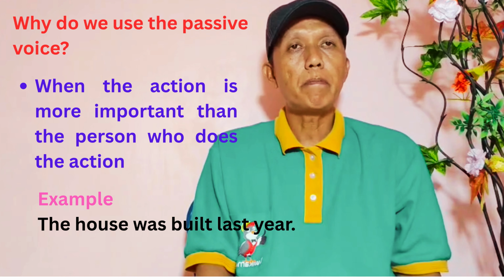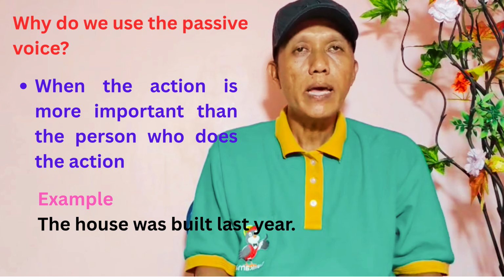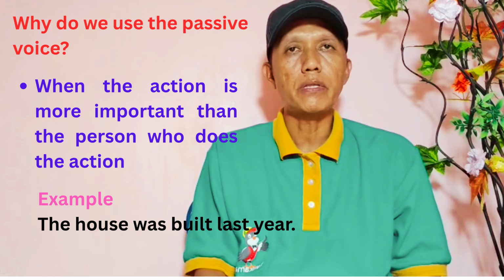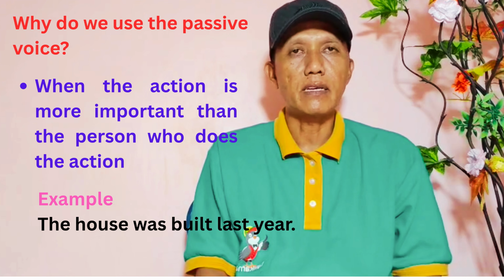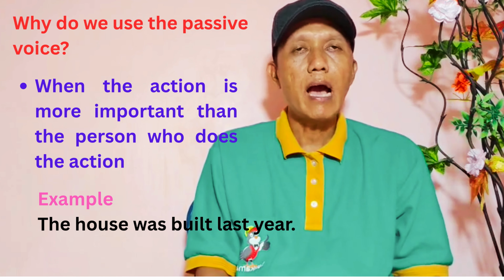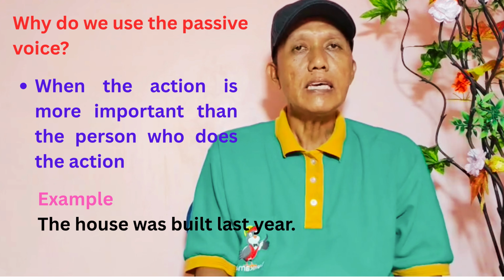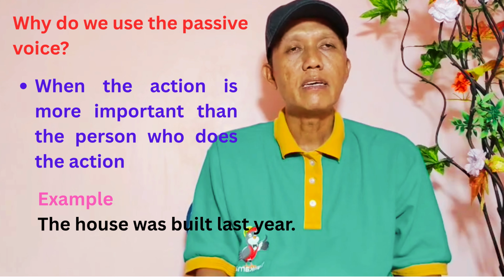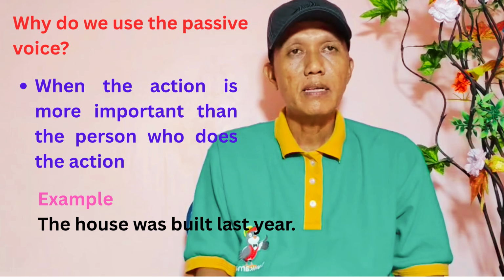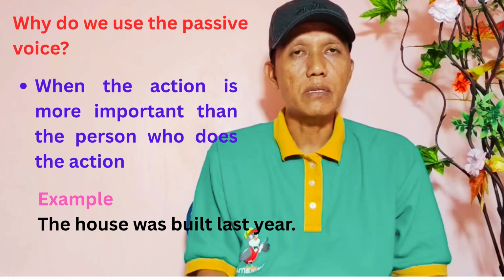Why do we use the passive voice? We use the passive voice when the action is more important than the person who does the action. For example, the house was built last year. The information that the house was built last year is more important than the person who built the house.